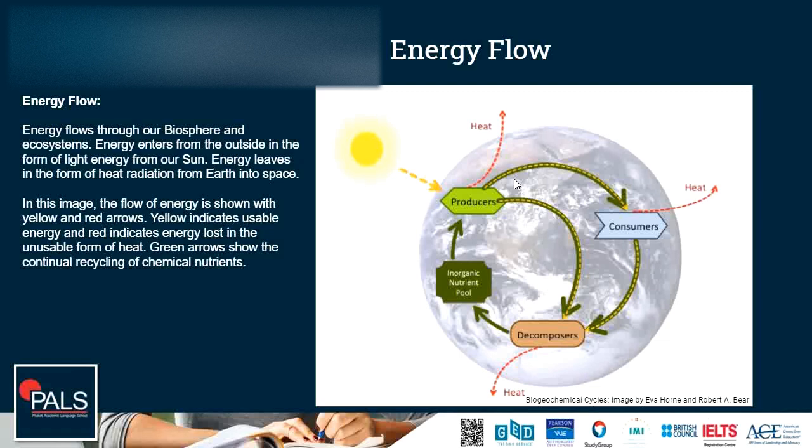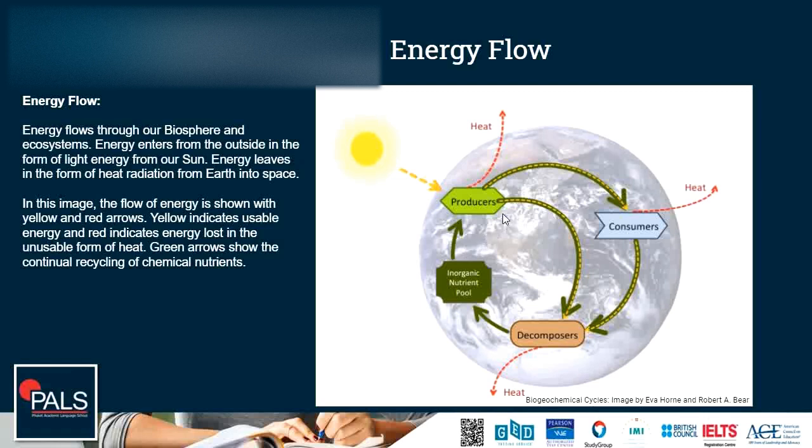So we have a flow of energy entering our biosphere from the outside. It flows from one level to the next through an ecosystem, and at every step, every station, every level in the food chain or food web, energy is lost to the surroundings in the form of heat, which leaves the biosphere or ecosystem.